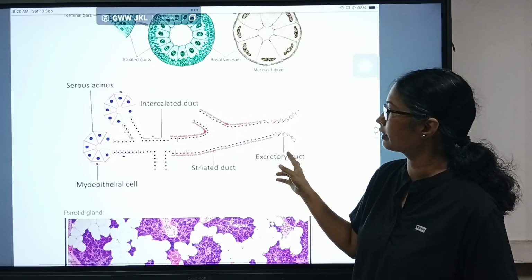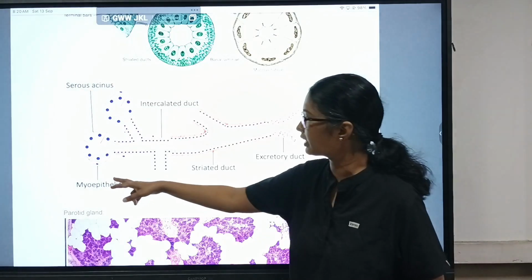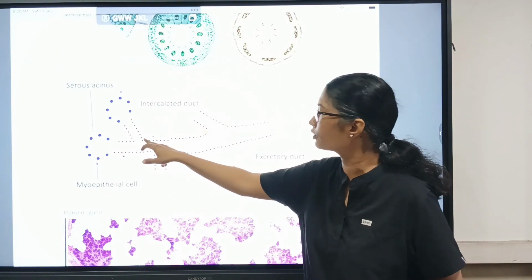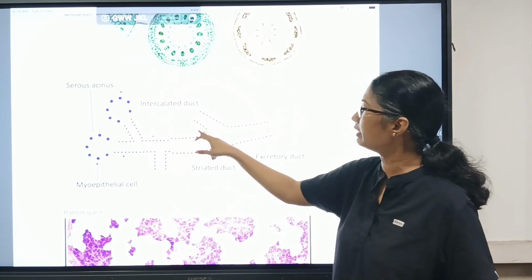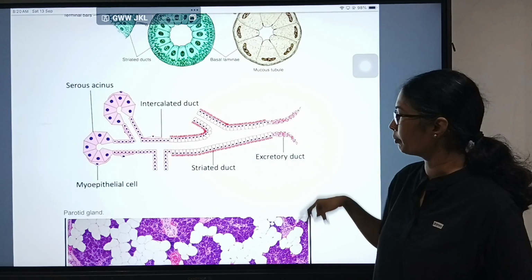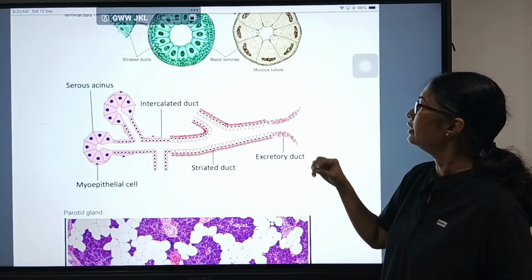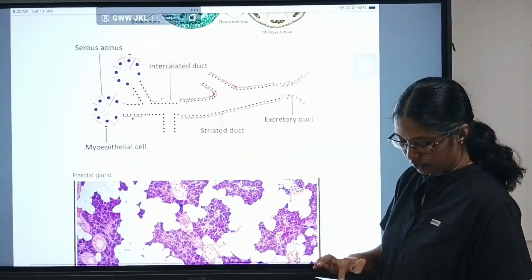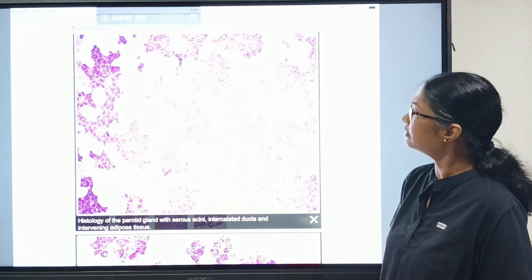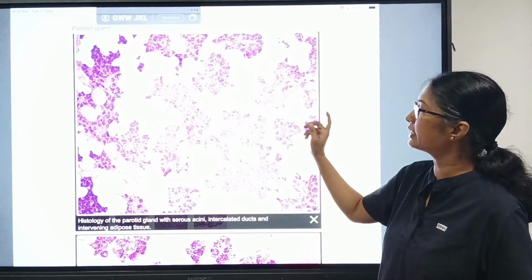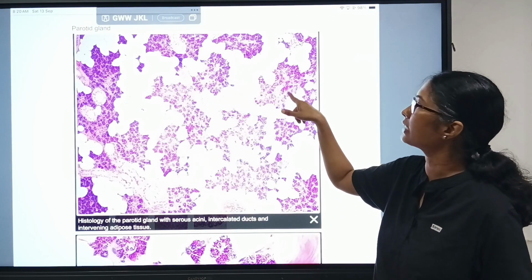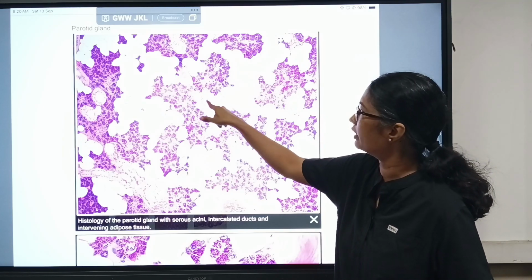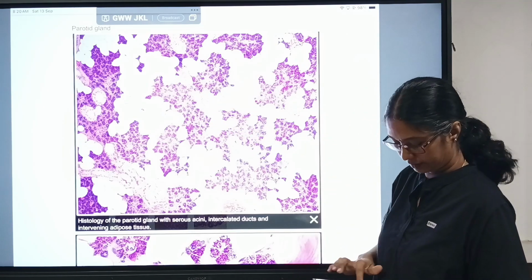So this is a more detailed schematic representation. The myoepithelial cell, the serous acinar cells, the intercalated ducts are cuboidal, whereas the striated ducts are tall columnar, and the excretory duct will be in a squamous epithelial arrangement. The excretory duct will be like this. As I said, the parotid gland has serous cells. So serous acinar cells with the zymogen granules will appear like this, and these are the cuboidal ducts.